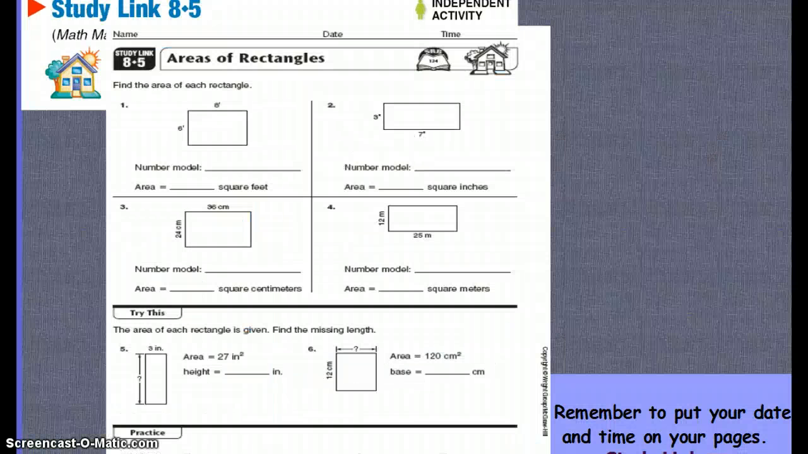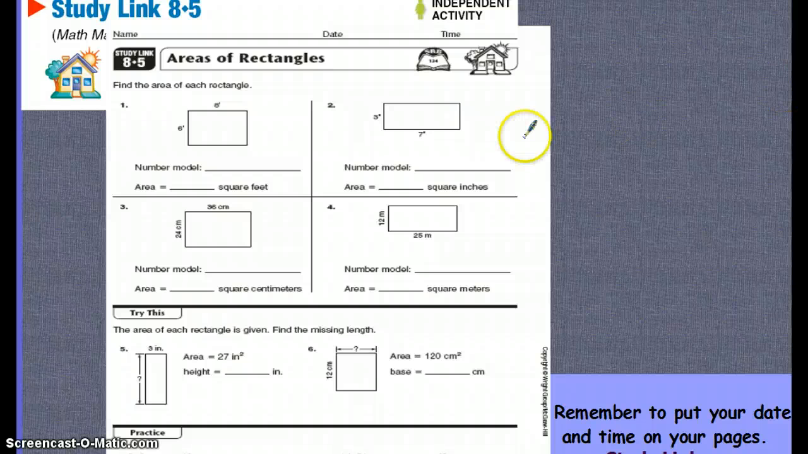And the final study link for 8.5 is again working with areas of rectangles. So your number model is simply, how are you figuring out the area? Well, you're taking 6 times 8. Again, I apologize for my writing with this pen. Equals 48. So what is my answer for the area? It's going to be 48 square feet. Finish this and turn it in to me.